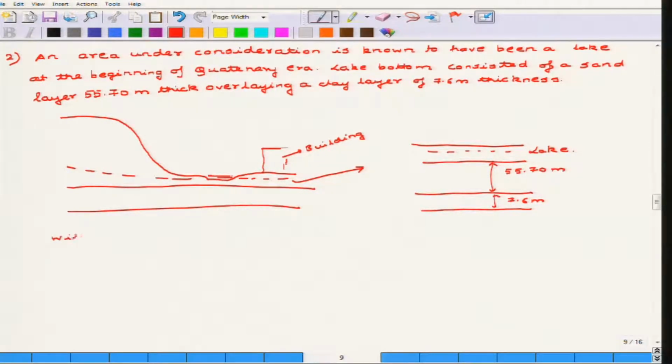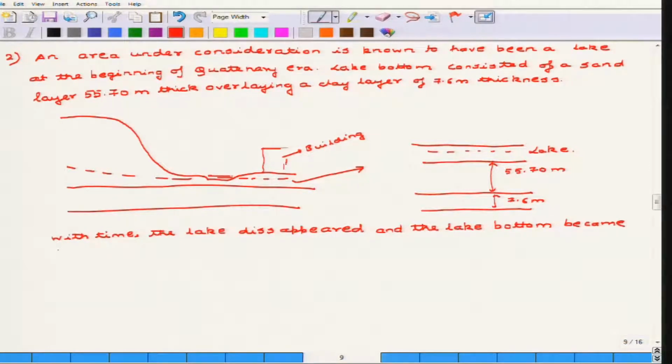So with time the lake disappeared, and the lake bottom became a plateau through which a river carved a deep valley. So this is how the figure now looks.